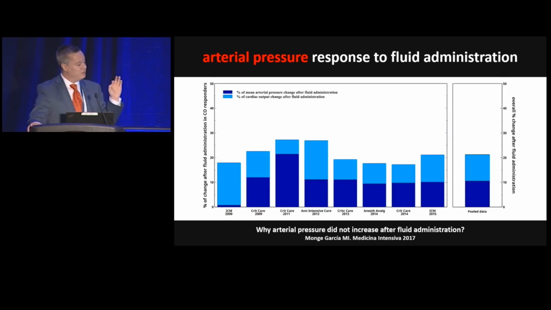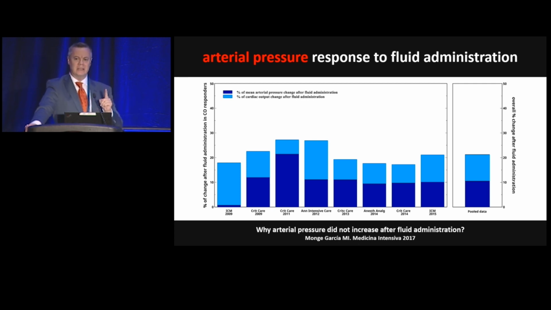Interestingly, even if the patient is able to increase the cardiac output and the arterial pressure, this increase in arterial pressure is a very small change with respect to the baseline value. So we are only increasing by 10% with respect to the baseline value.